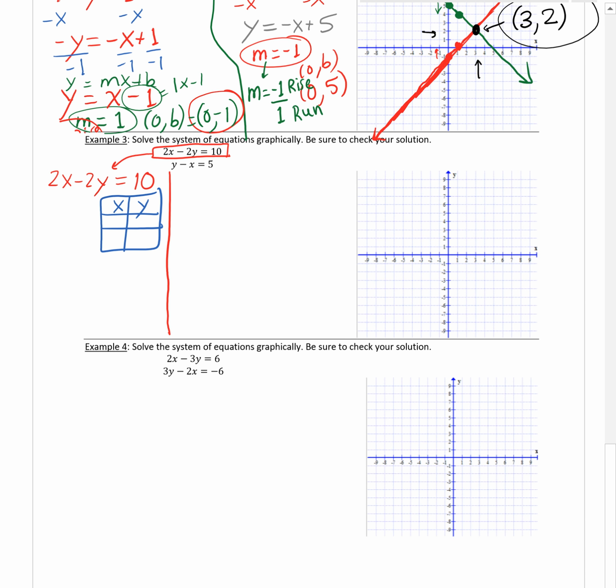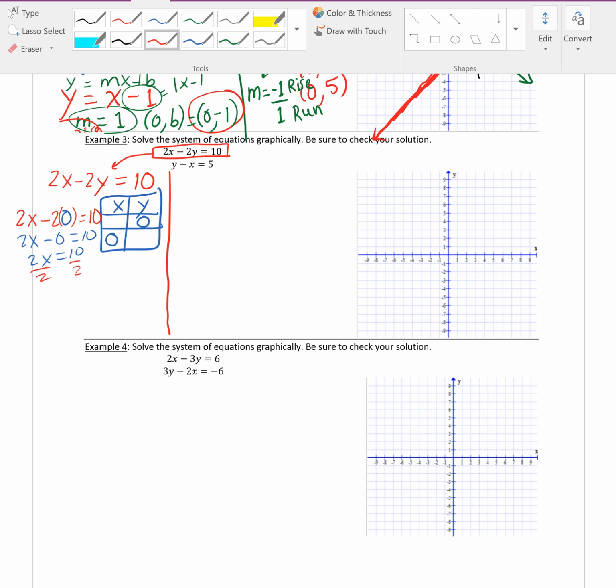Remember, you're going to let y equal 0 and find x, and then you're going to let x equal 0 and find y. So first thing I'm going to do, like it says, replace y with 0 and see what happens to x. 2x minus 2 times 0 equals 10. And what's x then? Then it would be 2x minus 0 equals 10. Well, that means 2x equals 10. And then I'll divide both sides by 2. And I'll have the x-intercept, x must be 5.